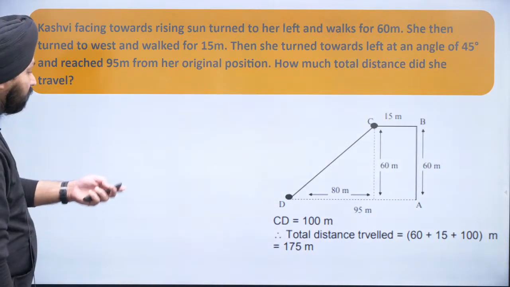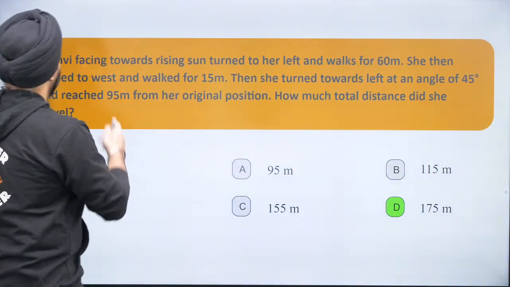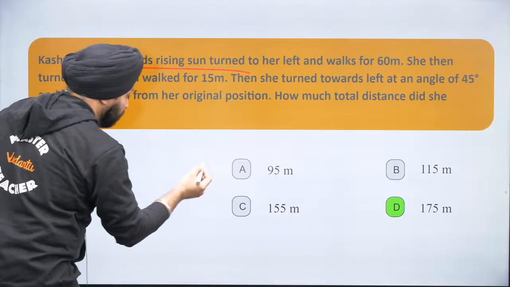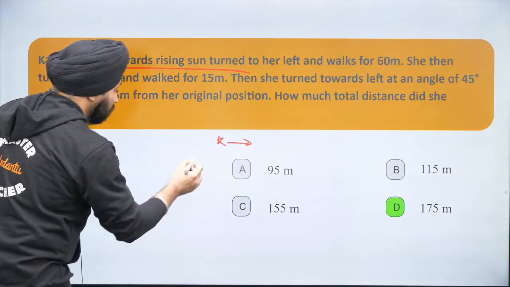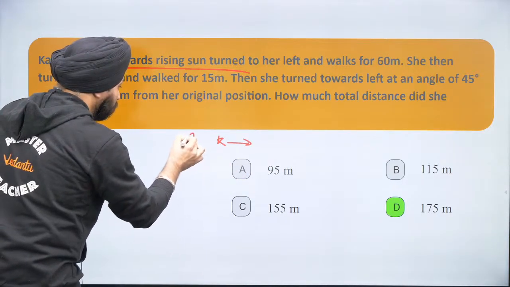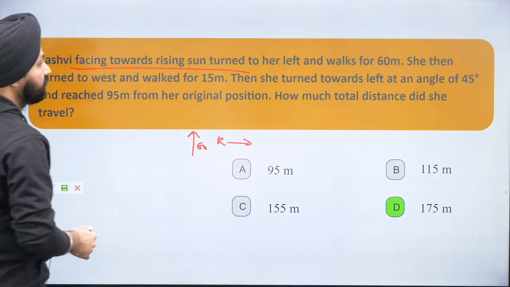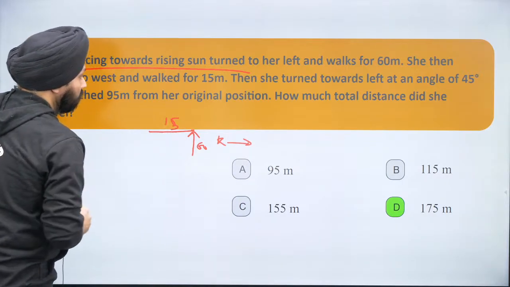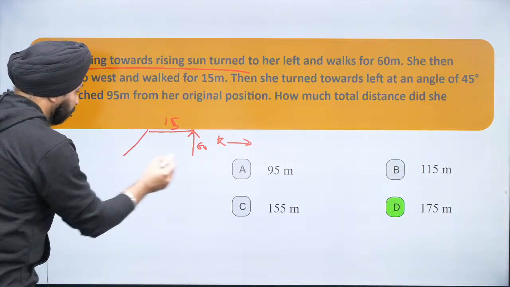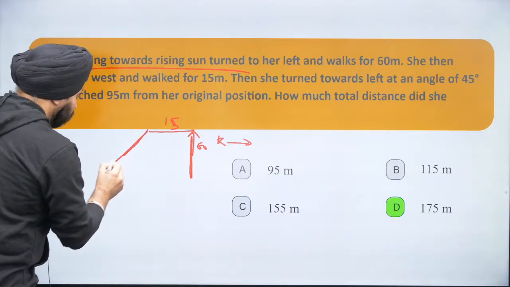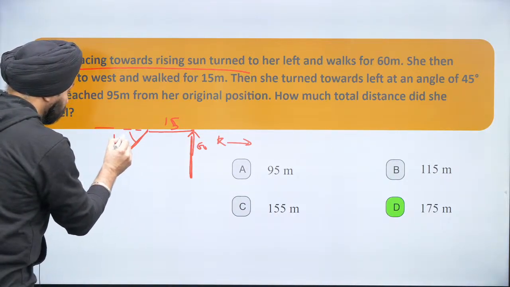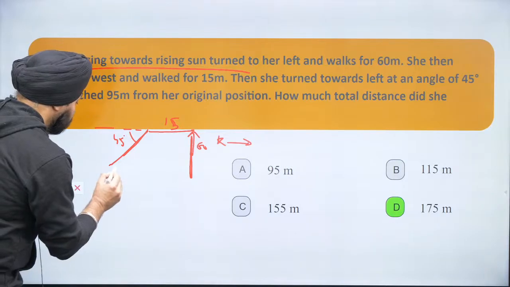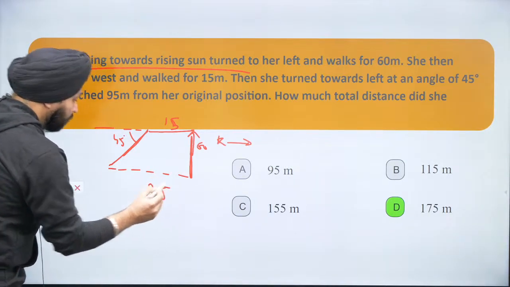I've got the diagram also, but let's see. I will draw the diagram. Watch carefully. He says facing towards the rising sun, so that means Kashvi is facing this way. She then moves to the left, travels 60. Then she turns to the west and walks 15. Then she turned towards left at an angle of 45 degrees. Let me make this bigger for understanding. This is 45 degrees. And how much she traveled, we don't know, but she is at a distance of 95. I hope now it is clear.